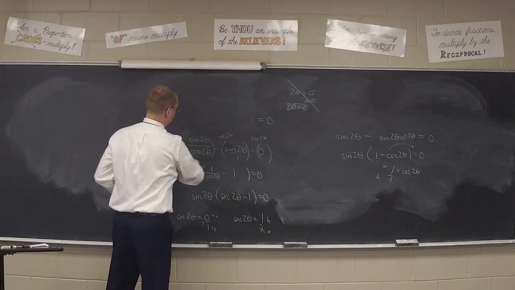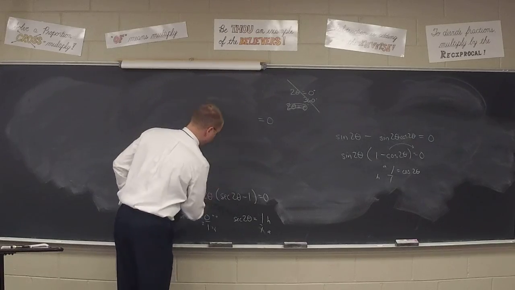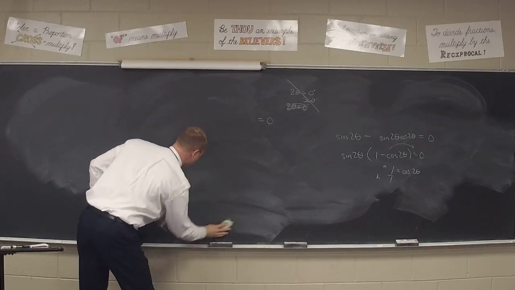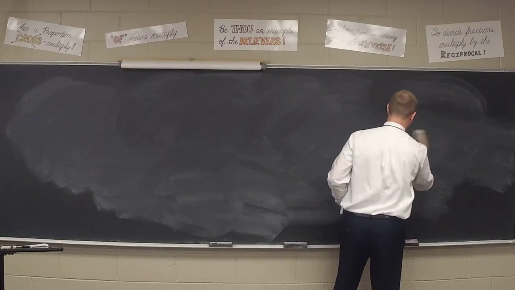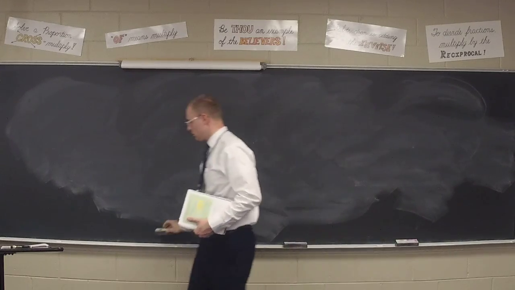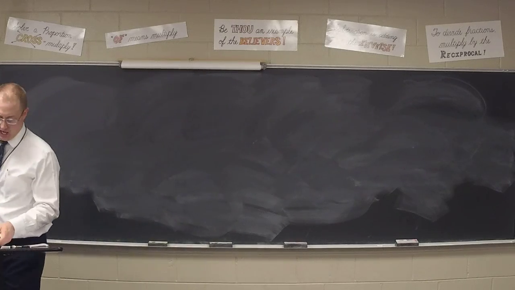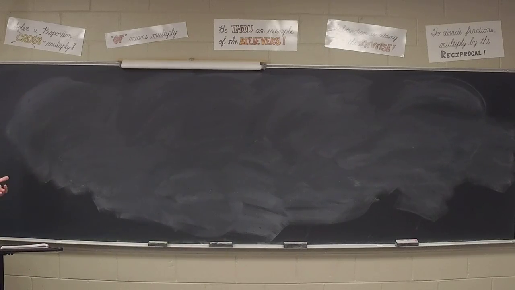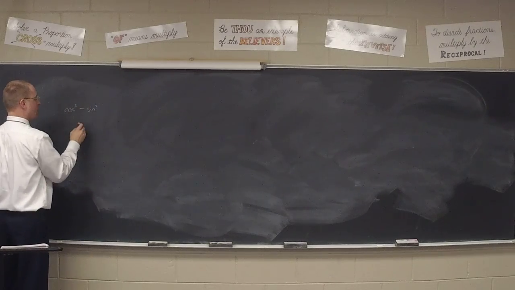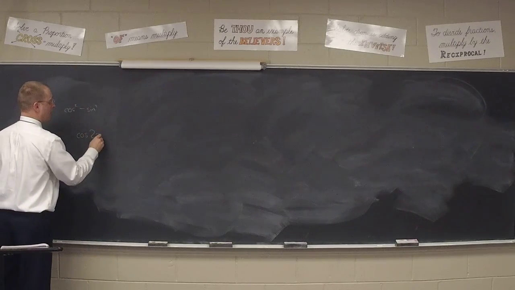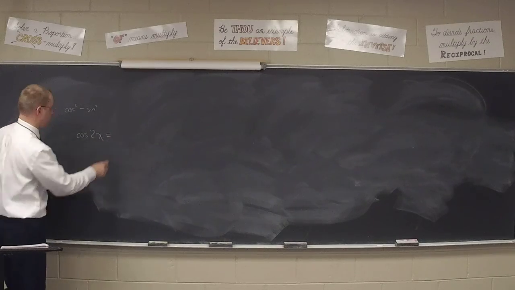What did you do on number 7, Quentin? I changed the cosine squared chi minus sine squared chi to cosine 2 chi. That's the double angle identity, right? Cosine squared minus sine squared is double angle. So this becomes cosine 2 chi equals 1.